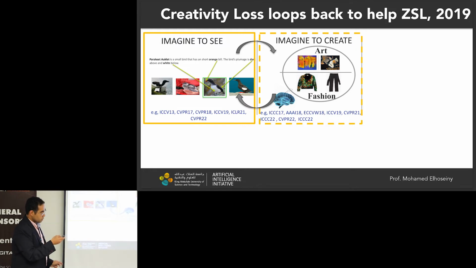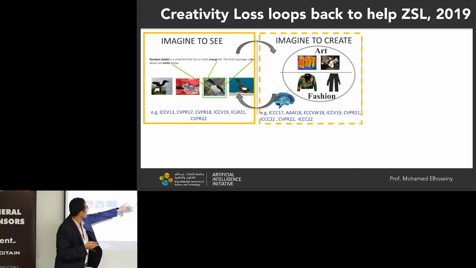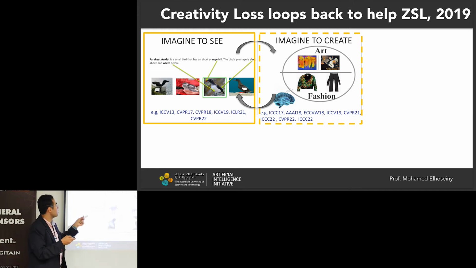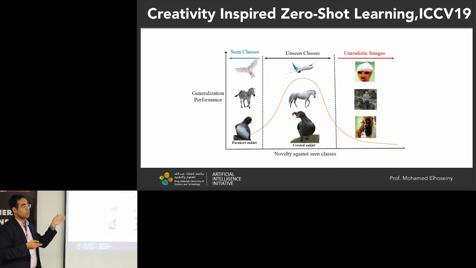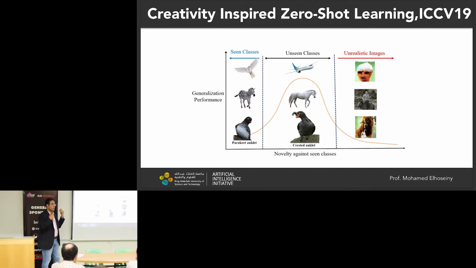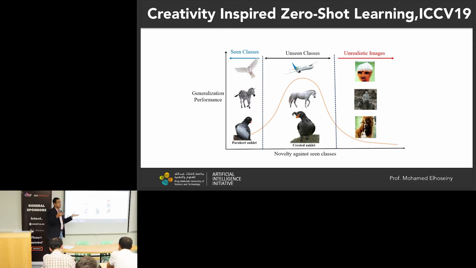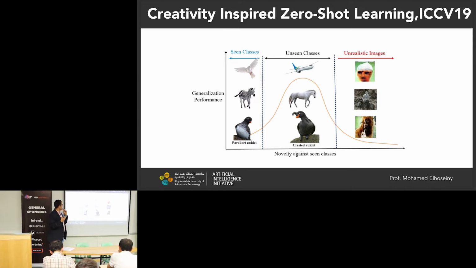Another connection I want to make is that there is a connection between imagination to see and imagination to create, and this is the goal of this next stop. So if you look at the one-dot curve that we talked about earlier for generating unseen things, let's try to reinterpret it for the purpose of recognizing unseen classes, zero-shot learning, the task we talked about earlier.